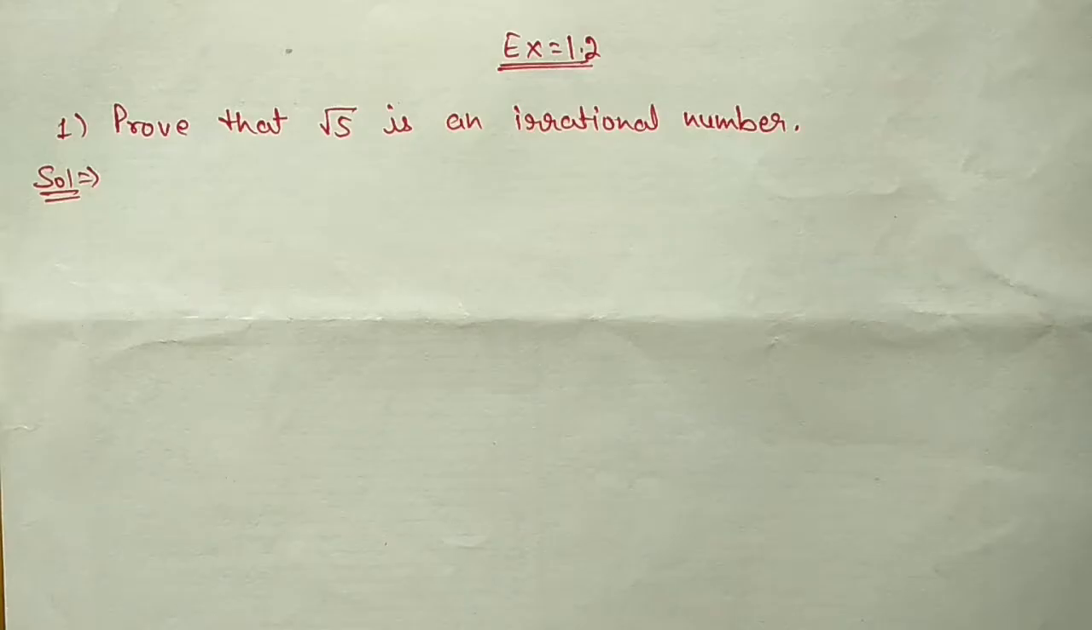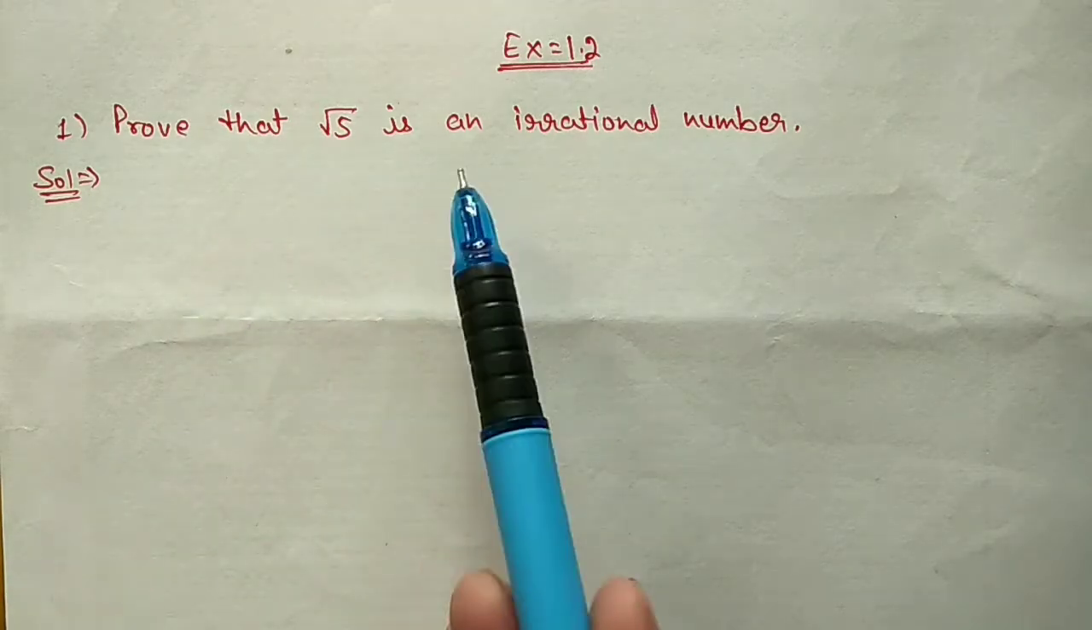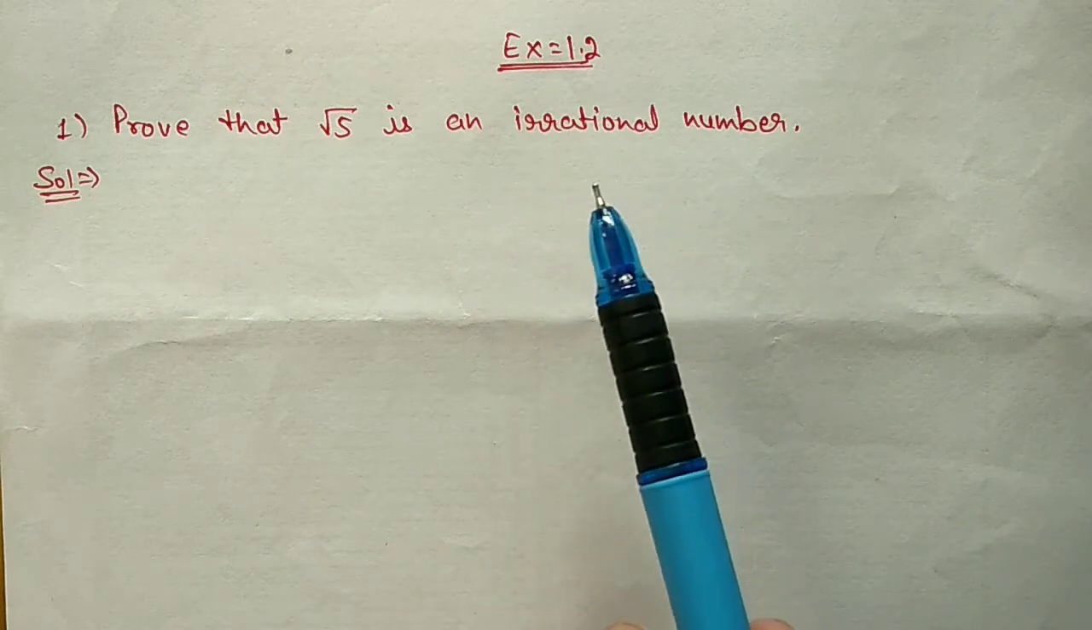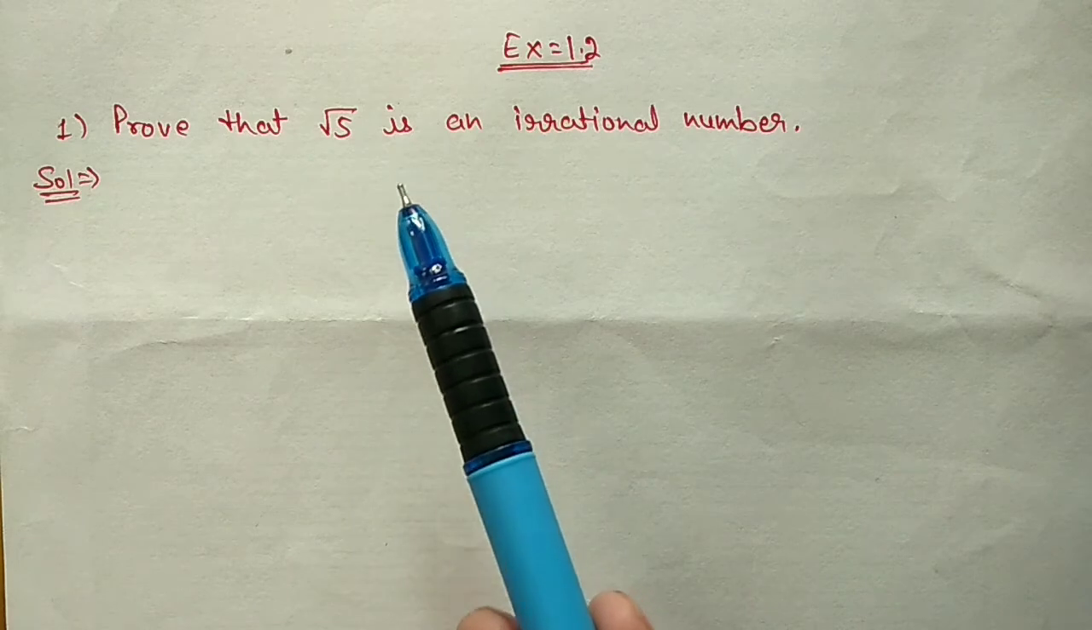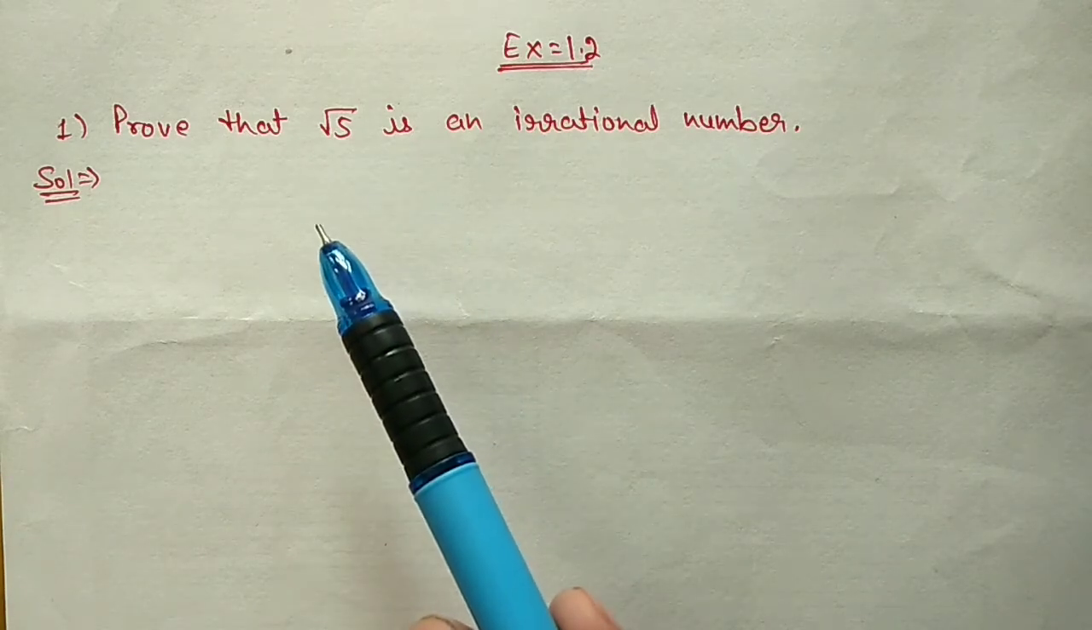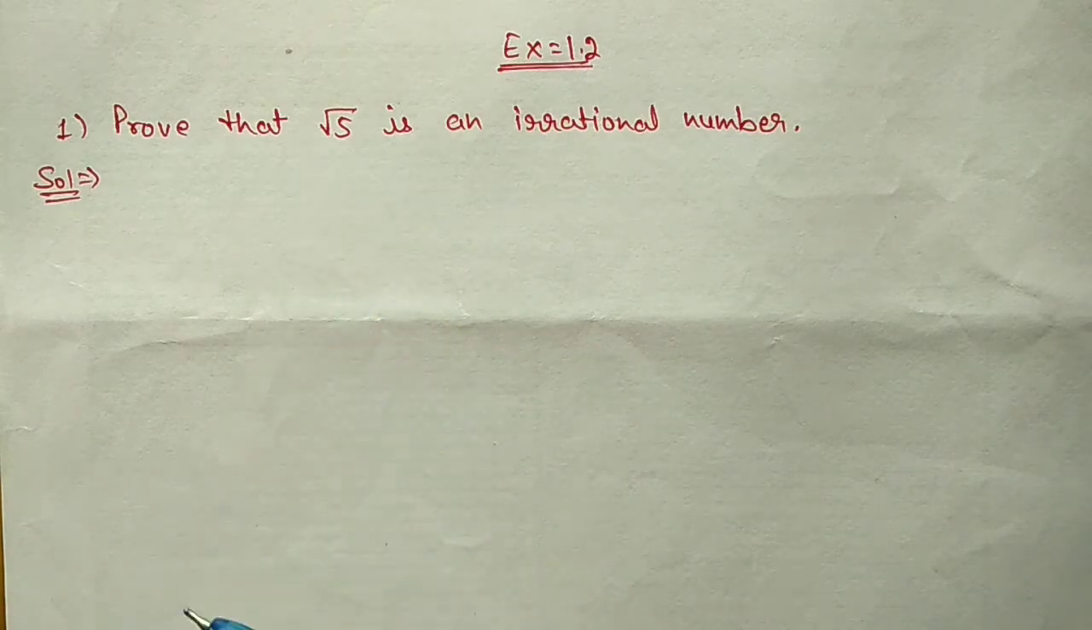Now we will start exercise 1.2. Question number 1. Prove that root 5 is an irrational number. In this exercise we will get this type of question, when we have to prove that a given number is an irrational number. So first we will assume the number is a rational number, and then we will prove that whatever we have taken is a wrong statement.